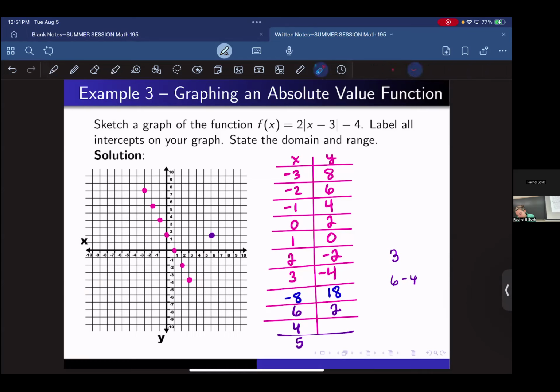So 4 minus 3 is 1. Absolute value of 1 is 1 times 2 is 2, and 2 minus 4 is negative 2. Yep. So 4 and negative 2. And then you can see that with the reflection, our 5 is going to go right over here, right? 5 and 0. 5 minus 3 is 2. 2 times 2 is 4, and 4 minus 4 is 0.